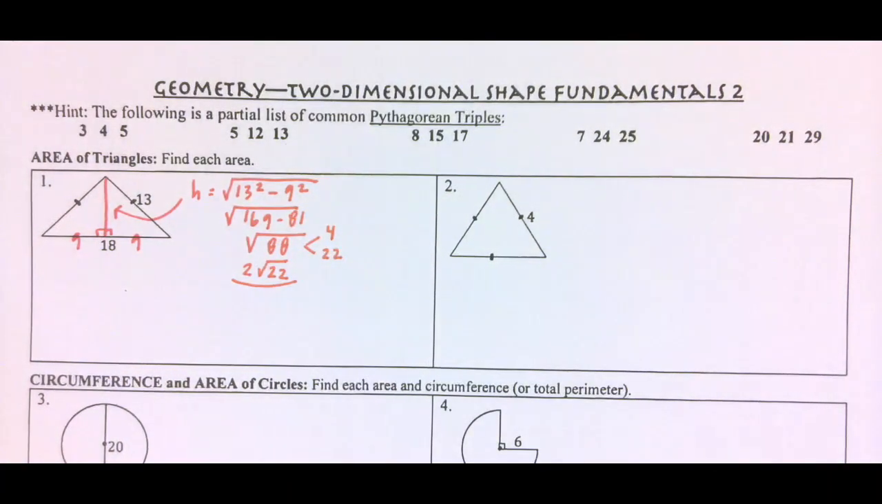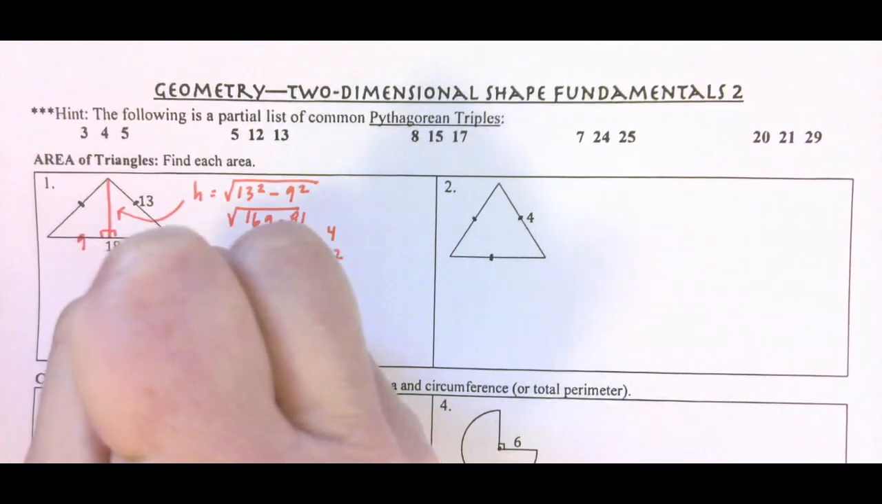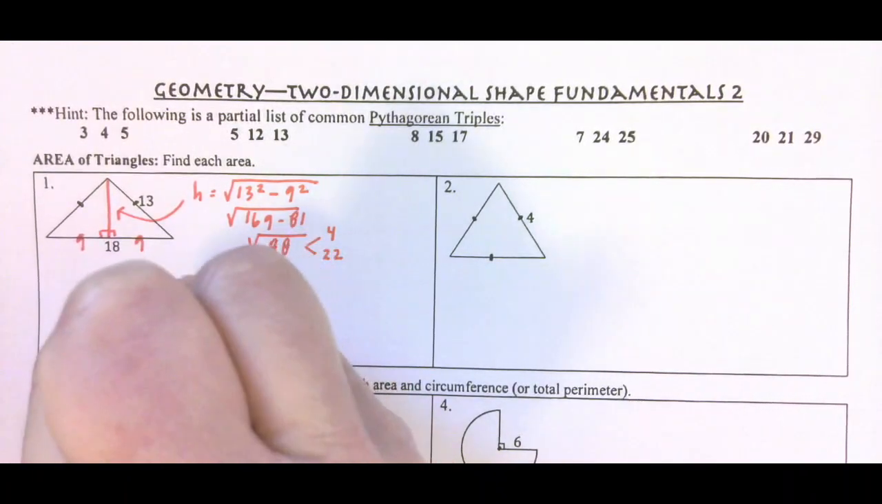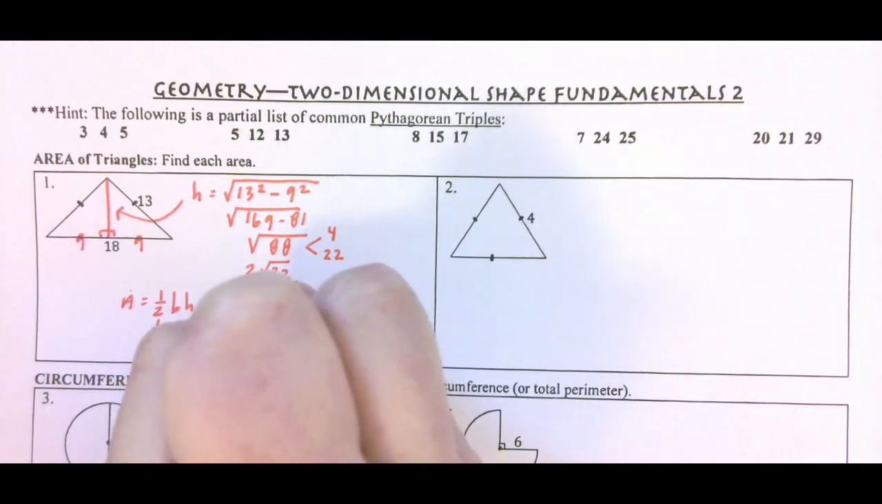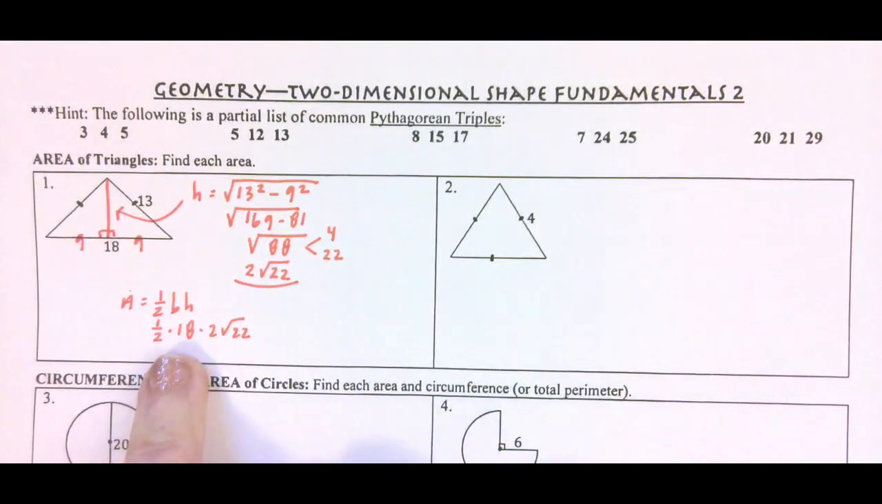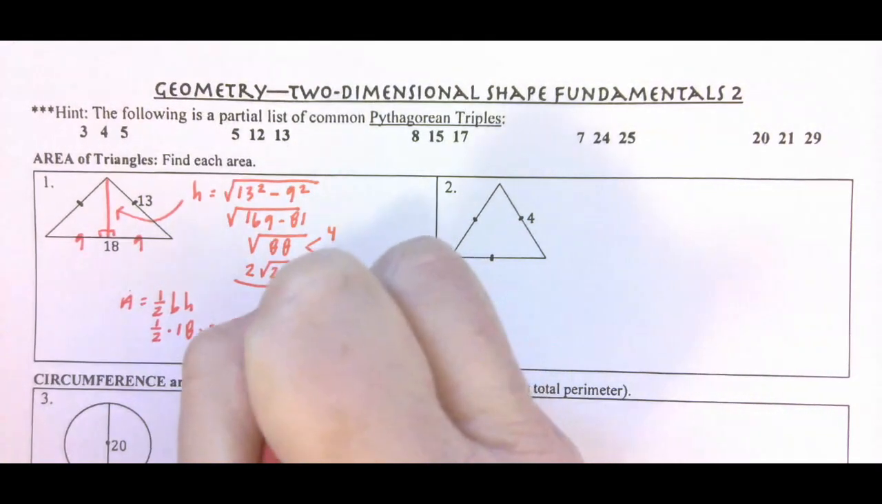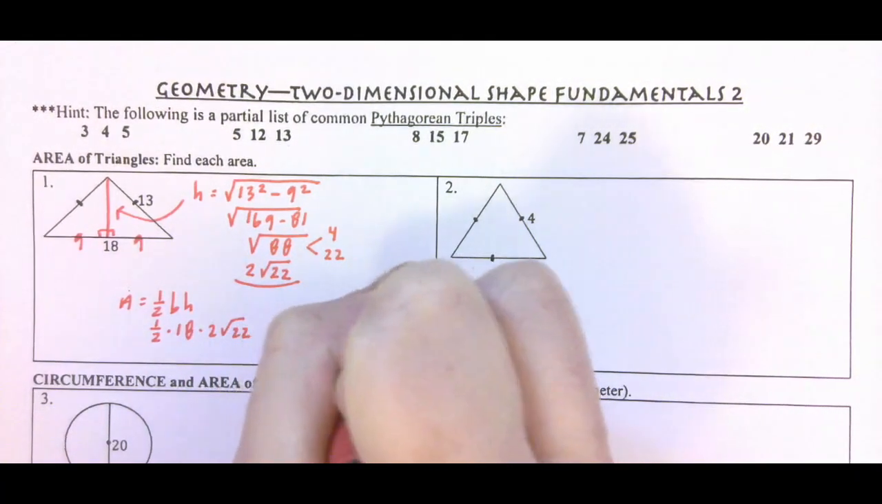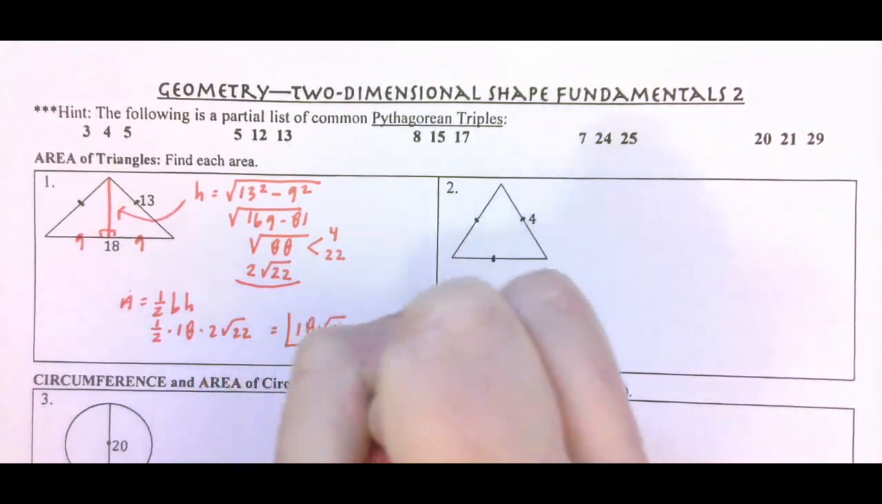So now I build off of that. Area is half base times height. So half of 18 times 2 root 22. Well, half of 18 is 9. 9 times 2, we're back to 18. So 18 root 22 units squared.